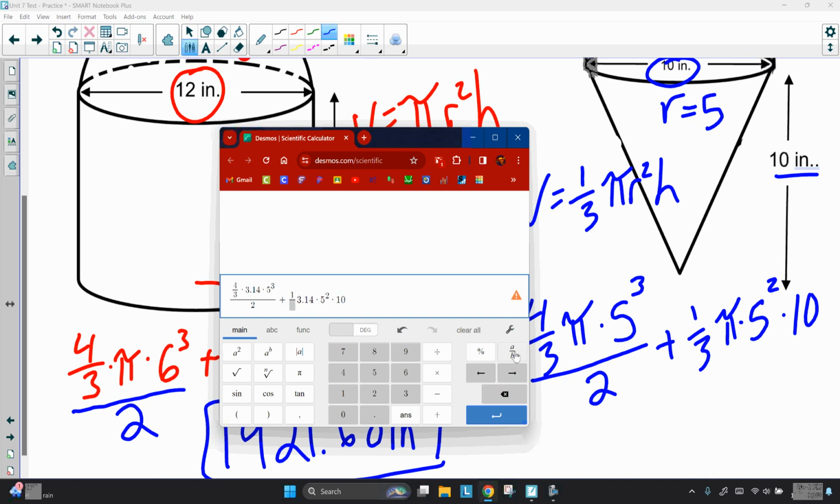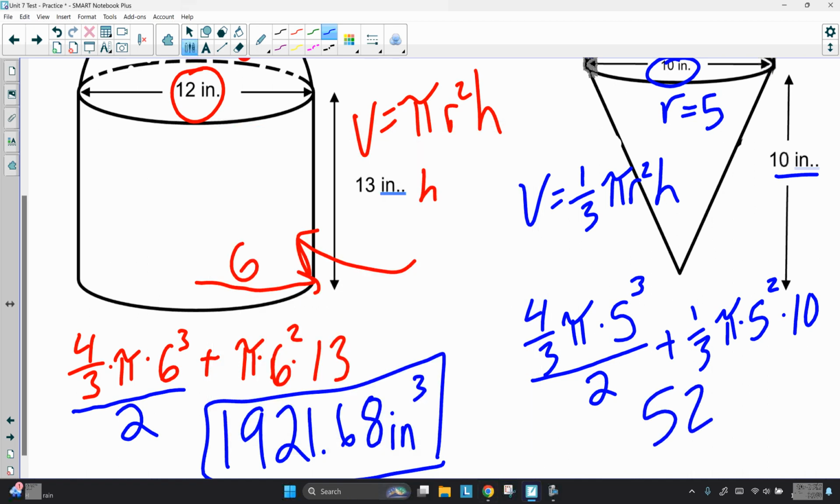Okay, good. So this answer seems to be 523.33, again, inches cubed. Okay, recognize the shapes and use the appropriate volumes and add them up as you need to.